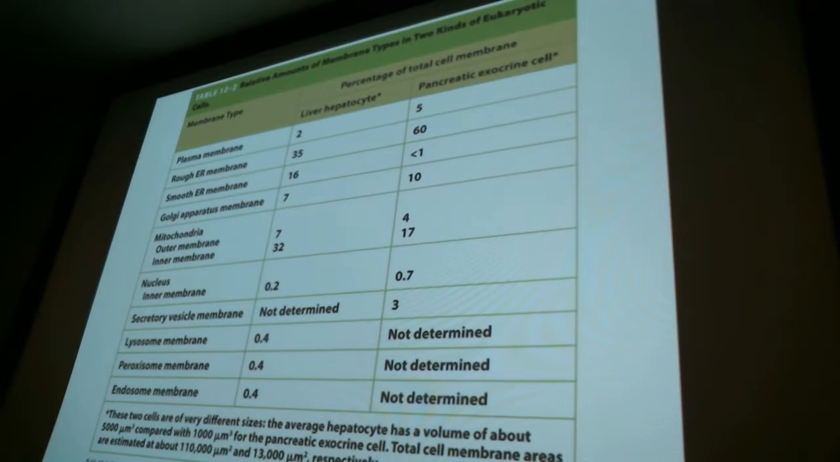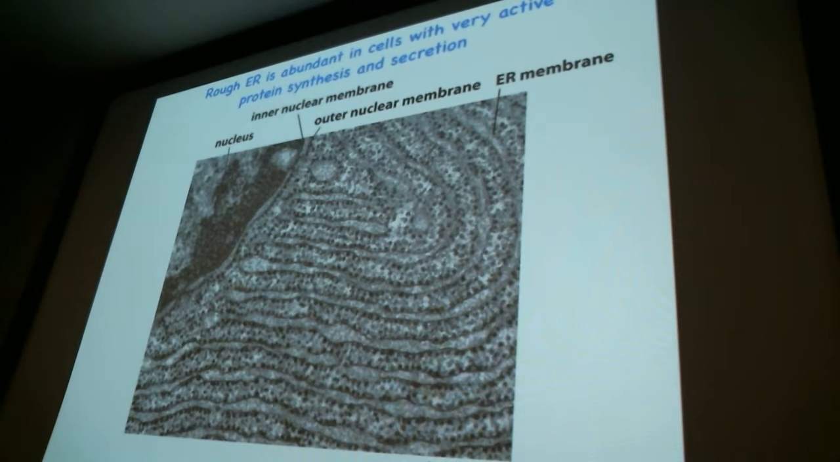And I think I have an electron micrograph here. So this is what it looks like, right? I think you all already saw this. These black dots are the ribosomes attached to the cisternae of the rough ER. So why did it have a lot of rough ER?